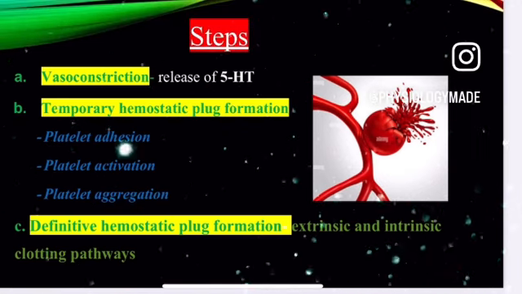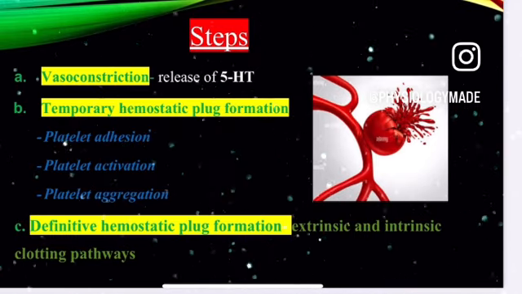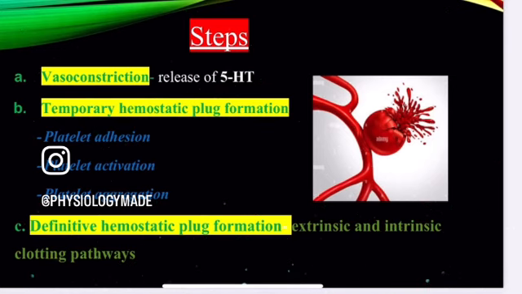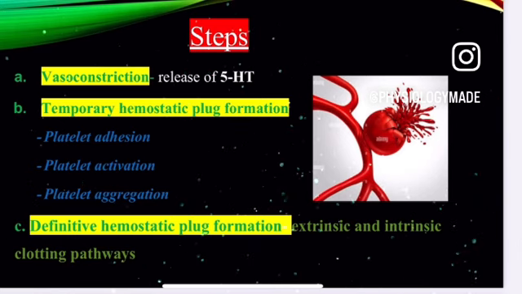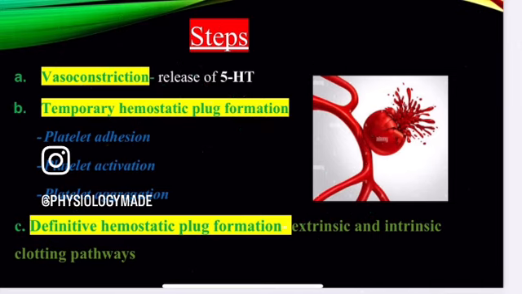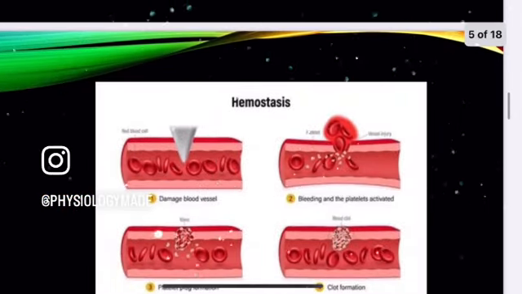Final step in hemostasis is formation of definitive hemostatic plug. It is a very powerful mechanism for hemostasis. In case of severe trauma, the blood vessel gets ruptured, exposing the blood to the exterior. Now this definitive hemostatic plug formation takes place by two mechanisms, extrinsic and intrinsic clotting pathways. You can see in this figure also.